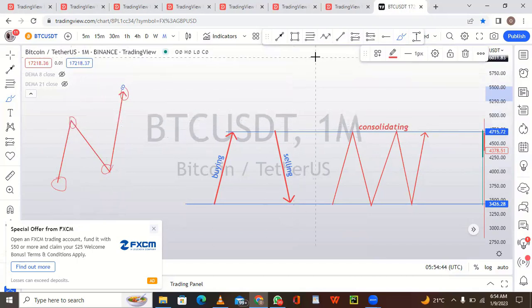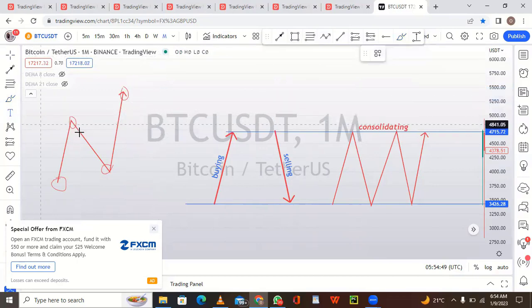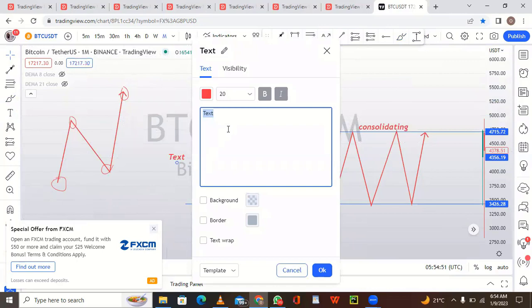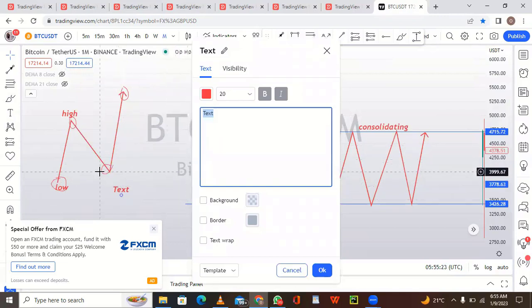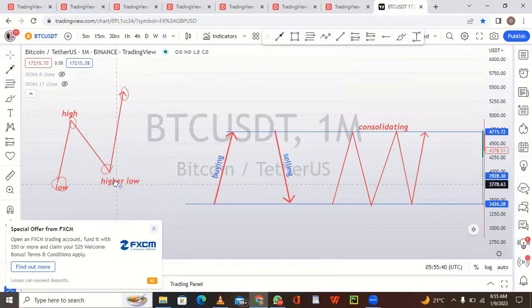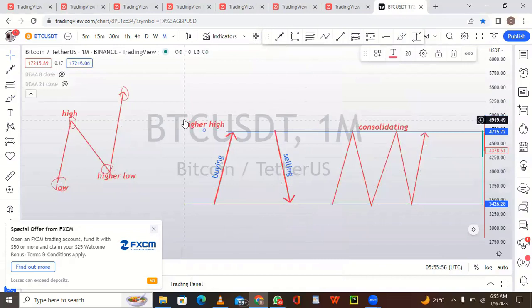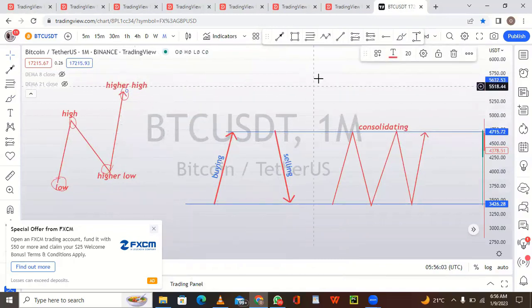So just to label it for you to understand what I'm saying, this particular leg is known as the low. This is the high. Sorry, this is a higher low. Okay. And this part is known as the higher high. All right. So this is how a bullish market looks.